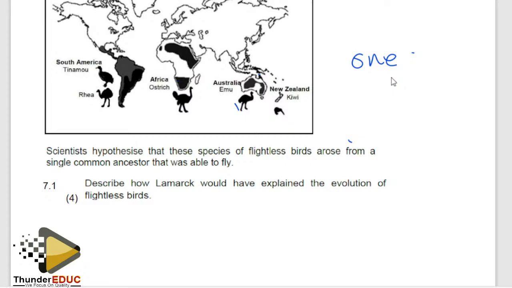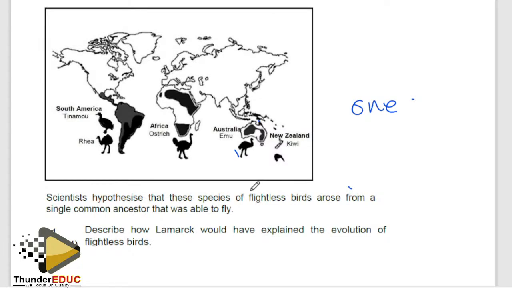Then you can explain it using speciation. But here, let's just use natural selection, or Darwin's theory. How did they become like that? One population. Okay, now that is the speciation. Now let's start with this. Darwin's theory: when you explain Darwin's theory, the first point is variation.